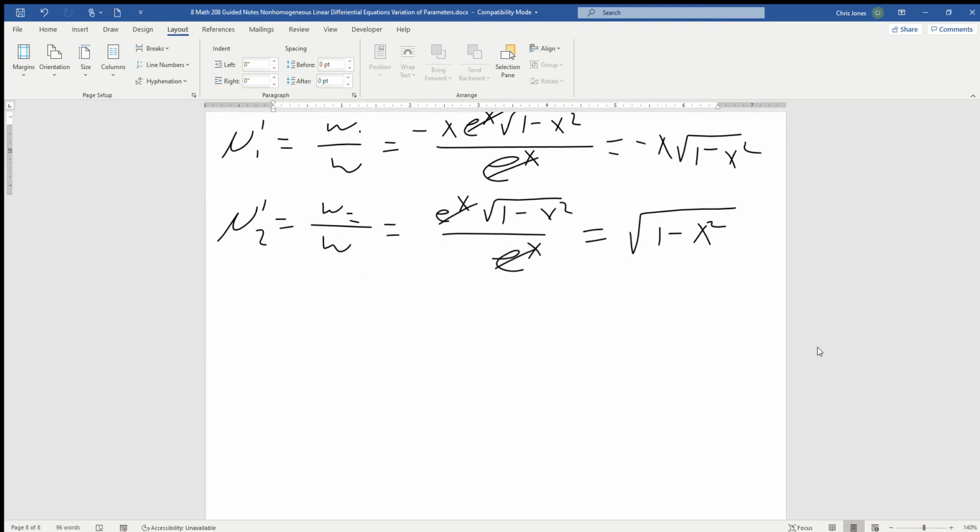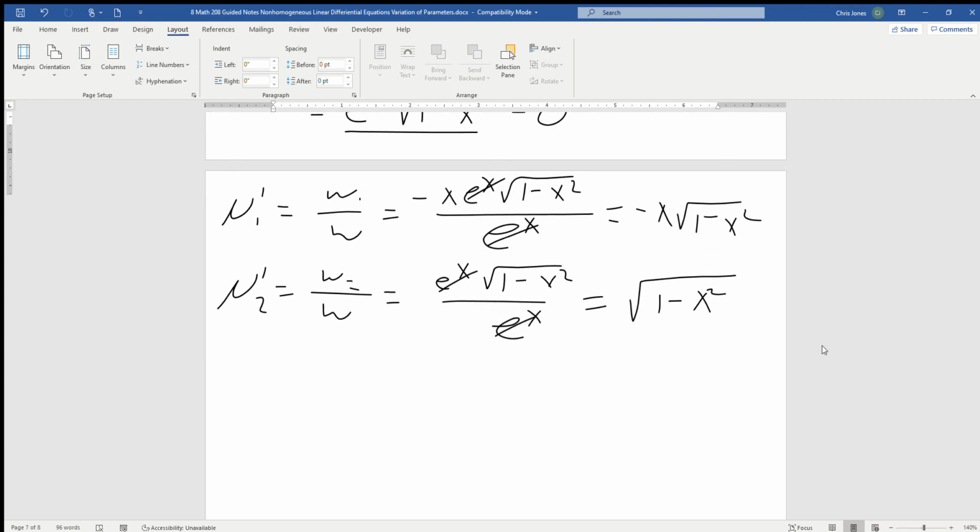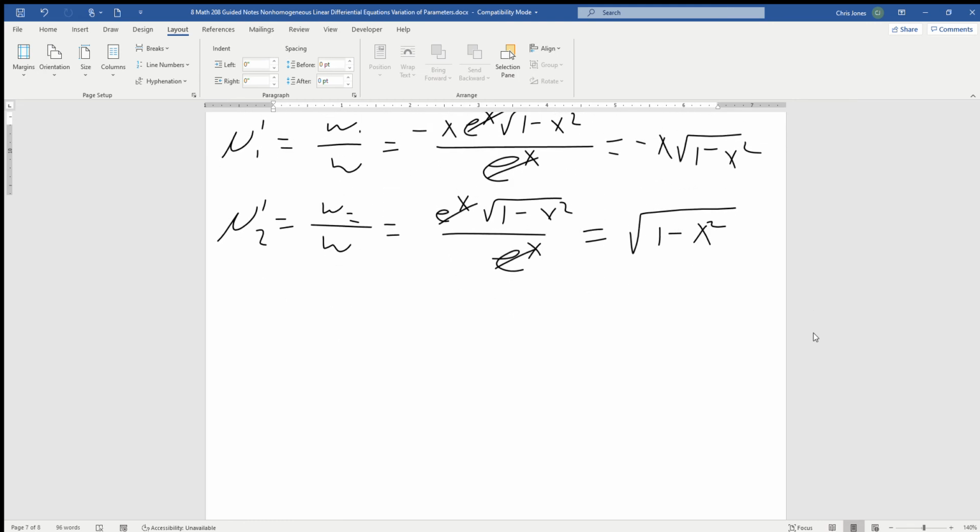Now, we do have to integrate each of those. Let's just go ahead and integrate now, and then we can throw it back into the formula for the particular solution. Let's start with the easy one. Negative x root 1 minus x squared dx. Clearly this is a u substitution.